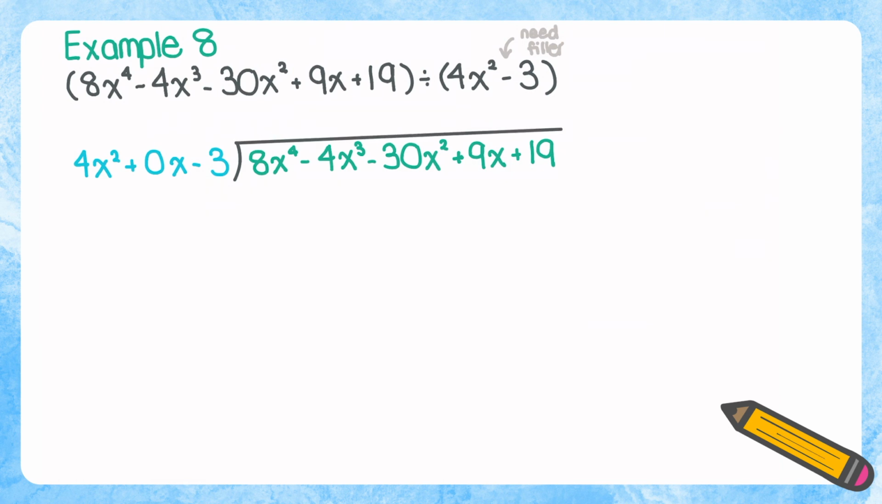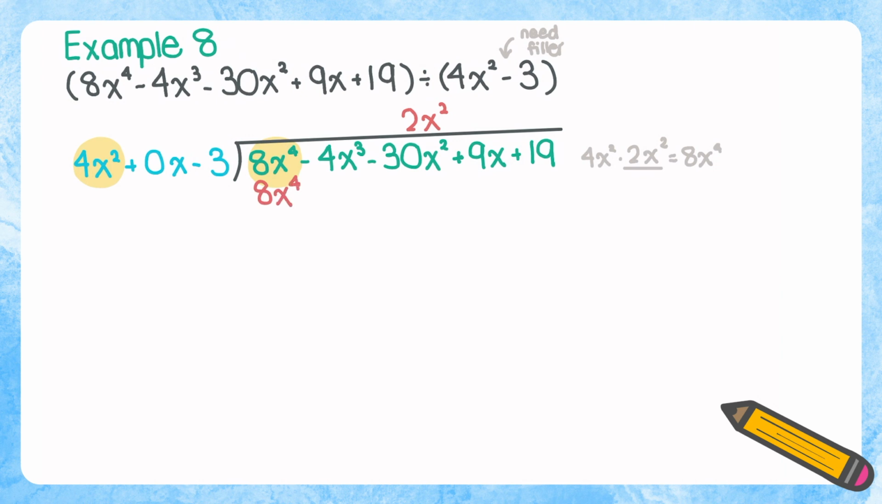So let's take it step by step. We focus on the first terms. 4x squared times what would equal 8x to the 4th power? In this case, we would put down 2x squared. So remember to line up the terms, I'm going to write 2x squared right here. And then I distribute to get 8x to the power of 4.